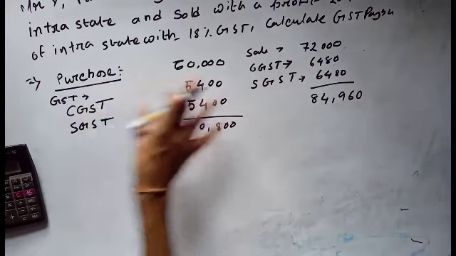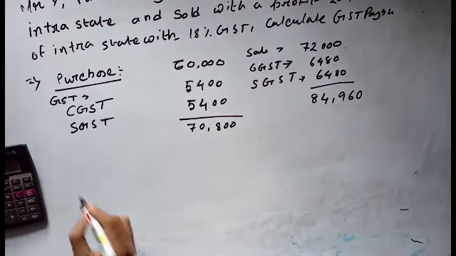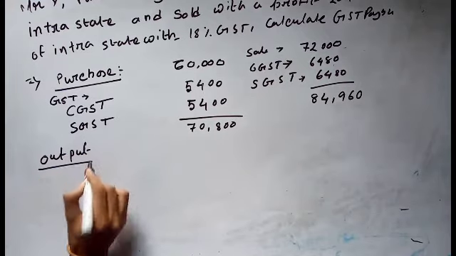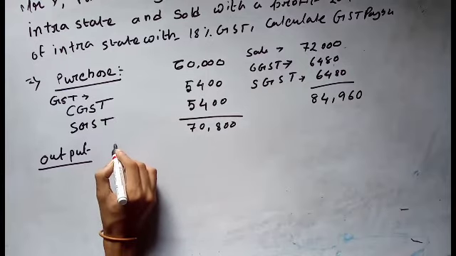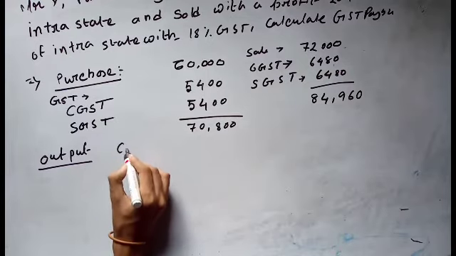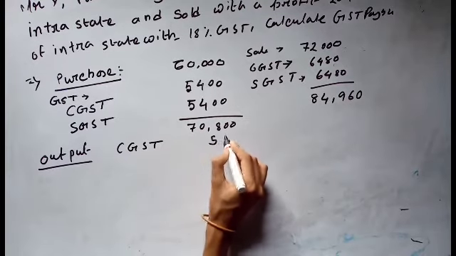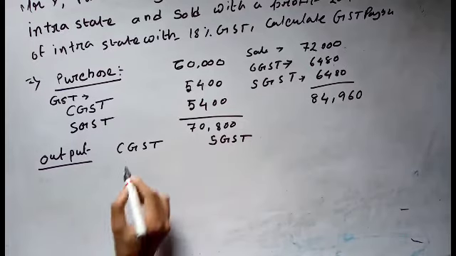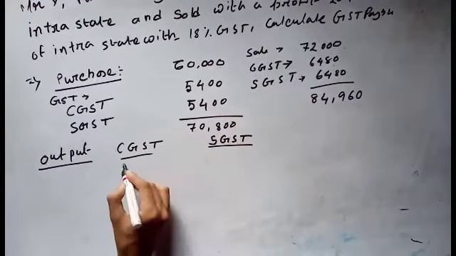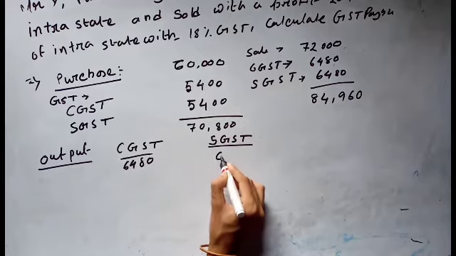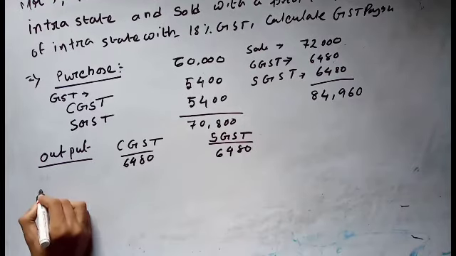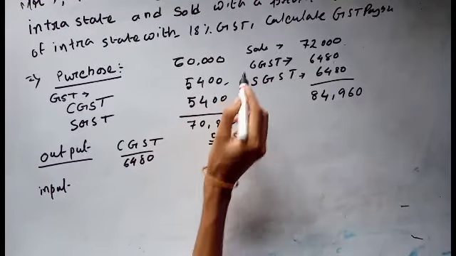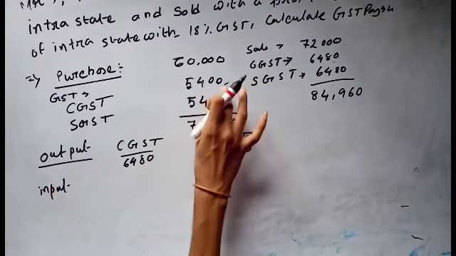Now this is the input and this is the output. For output, the CGST amount is 6480 and SGST is 6480. Now the input is CGST of 5,400. So the CGST amount of input is 5,400.